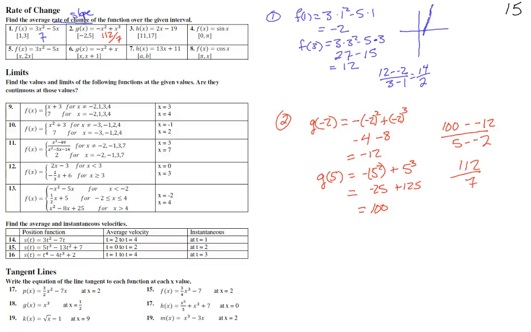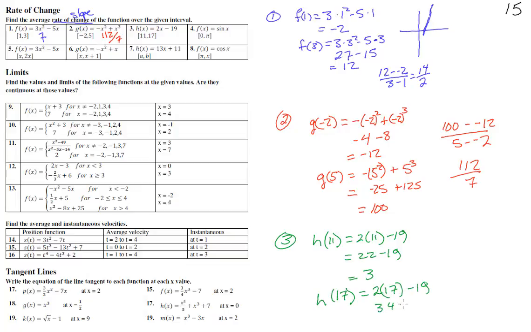Number 3, here we have h of x equals 2x minus 19. Let's go ahead and write that down here. So we've got to start out at 11, and we get h of 11 is 2 times 11 minus 19. That is 22 minus 19. That's 3. And h of 17 is 2 times 17 minus 19. That's 34 minus 19. That's 15. So the slope is going to be 15 minus 3. That's y minus y over x minus x. And we get 12 over 6. That equals 2. So we're going to have an average slope of 2.